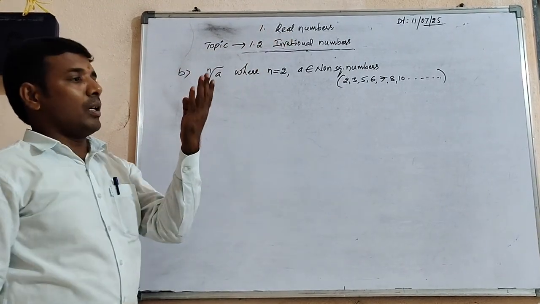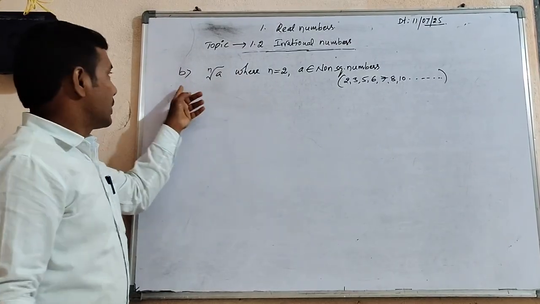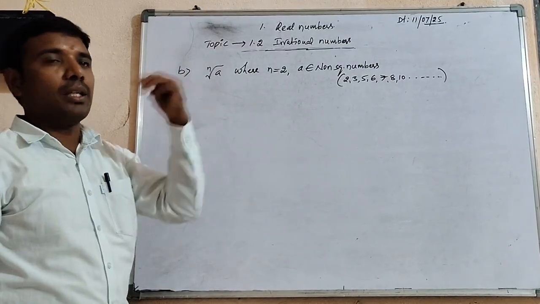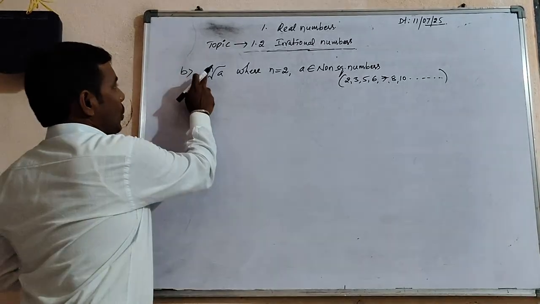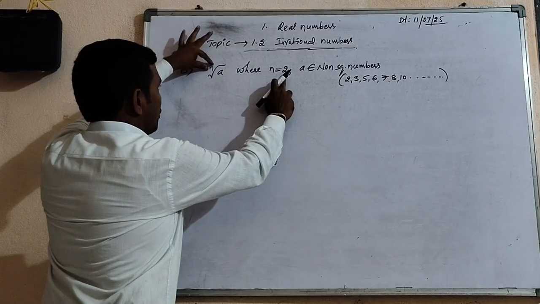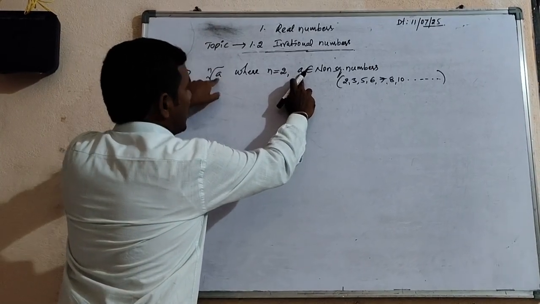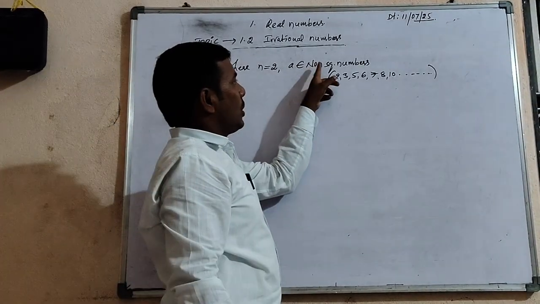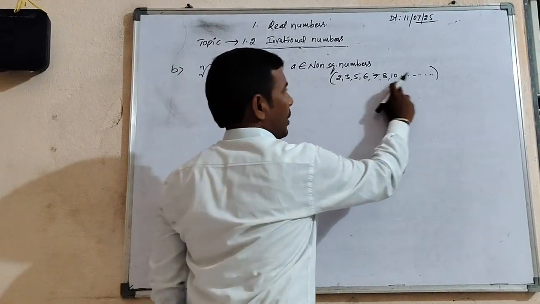in that topic I made 4 points. One is A, which was completed. Now the second is B. Let us see B. What is B? Nth root of A, where the n value in this position is 2. Next, the A value which is inside should be non-square numbers. These are called non-square numbers.